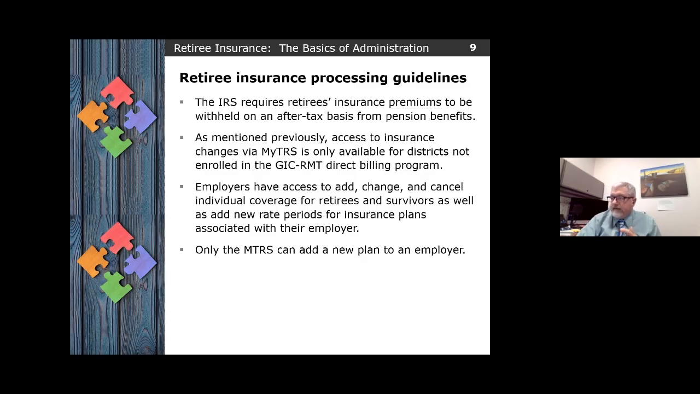So as mentioned previously, access to insurance changes is only for folks who aren't in the GIC Direct program. I think that's the last time we say that in this presentation. Employers have access to change, add, cancel individual insurance for retirees and survivors. So you have full control to be able to make those changes for all of your retirees. But only the MTRS can add new plans. So again, if you have a new carrier or maybe just same carrier and you need a brand new plan, or occasionally for whatever reason, you don't have one of the options you need. Maybe you've had a plan for a while and for some reason you don't have the family plan just because you never needed it. Sometimes those kinds of options need to be added by us. So if there are questions with that, let us know.